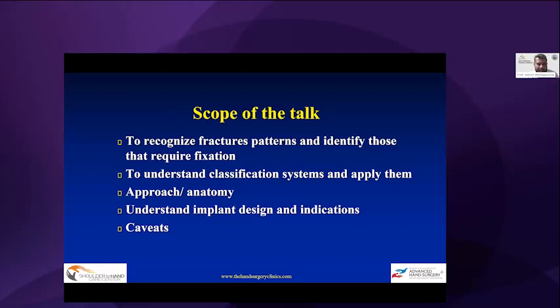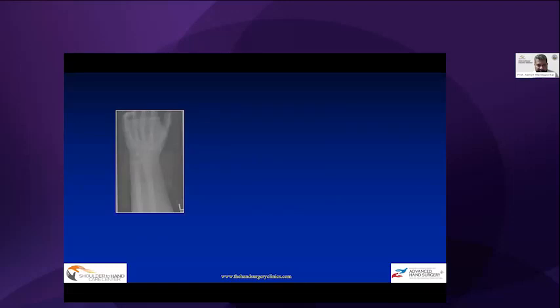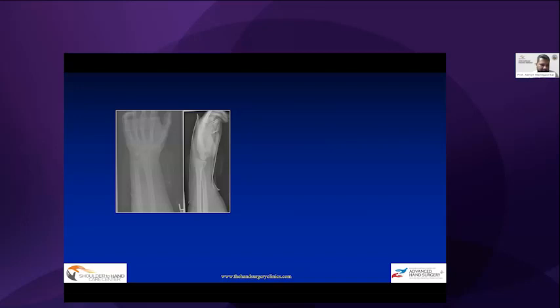So this is the scope of the talk, wherein we will try to recognize fracture patterns that are unstable and those that require fixation. We will try and understand the classification systems and apply them, the approach and the anatomy, and understand implant design and indications, along with a few caveats. We'll start with this case in point wherein a young individual had this fracture. He had a fall onto an outstretched hand and was treated with this splint.